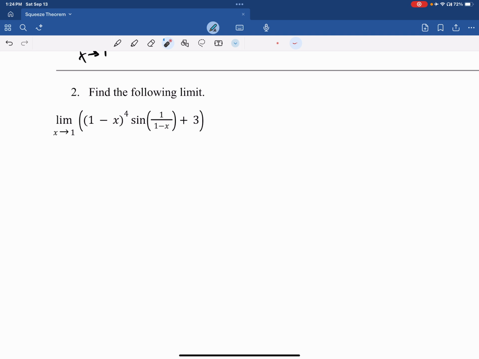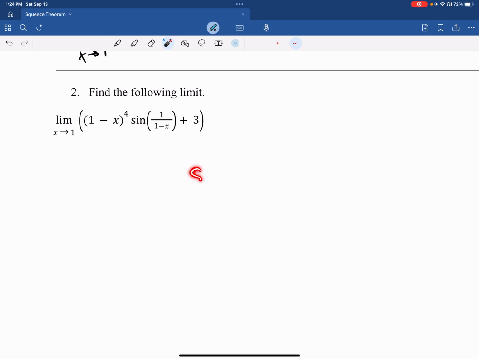Because it's undefined, the function doesn't exist at the point. When the function doesn't exist at the point, that doesn't mean that the limit doesn't exist at that point, so we have to do a deeper level of analysis. We can't just say the limit doesn't exist because when you plug in 1, it doesn't exist. We have to do a deeper level of analysis. So this is going to come back to some other knowledge.